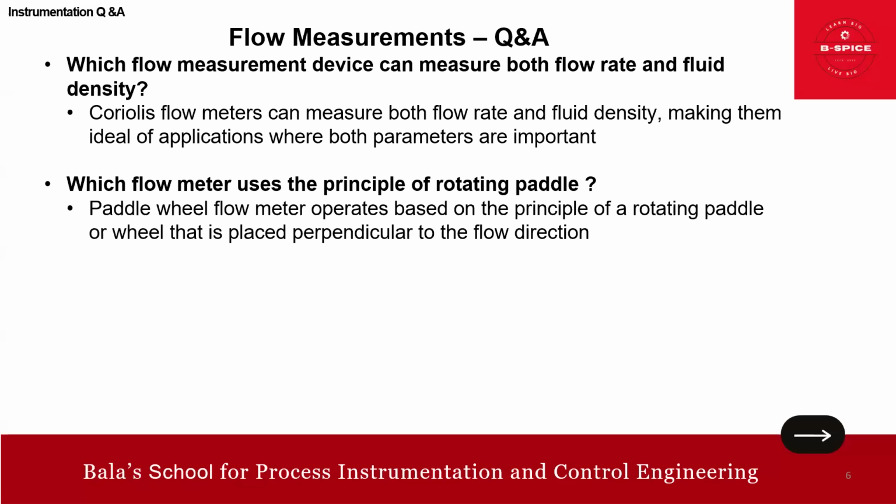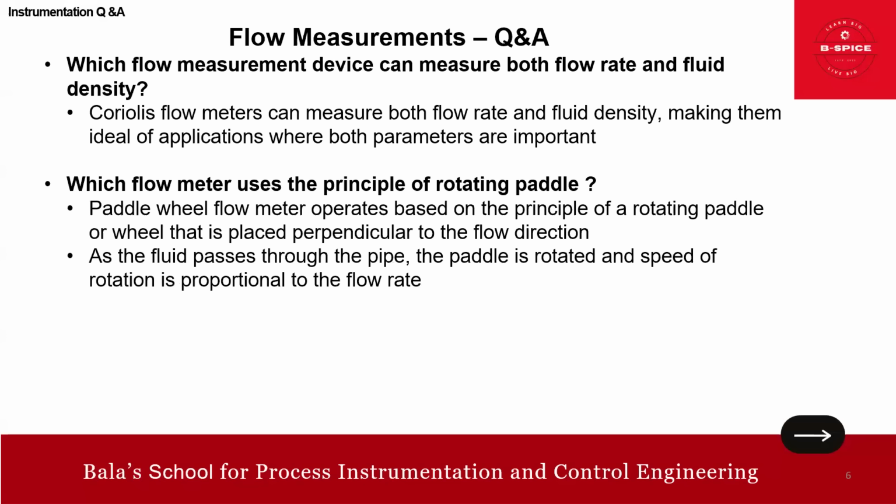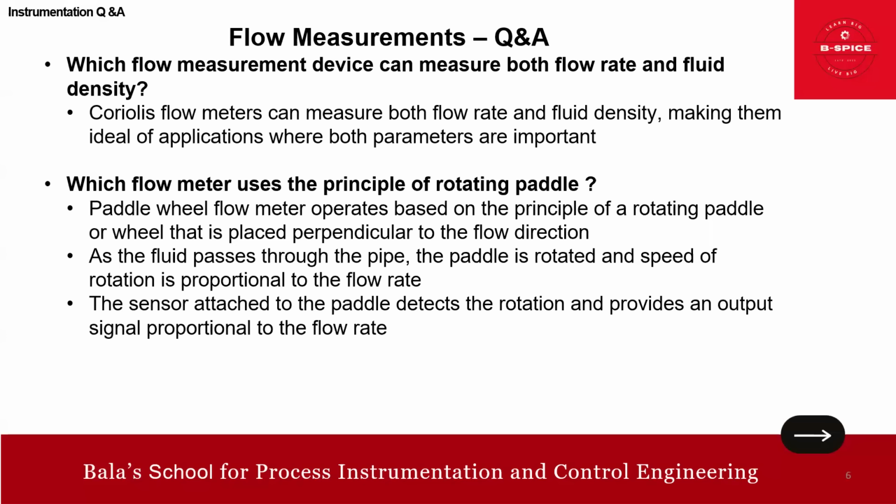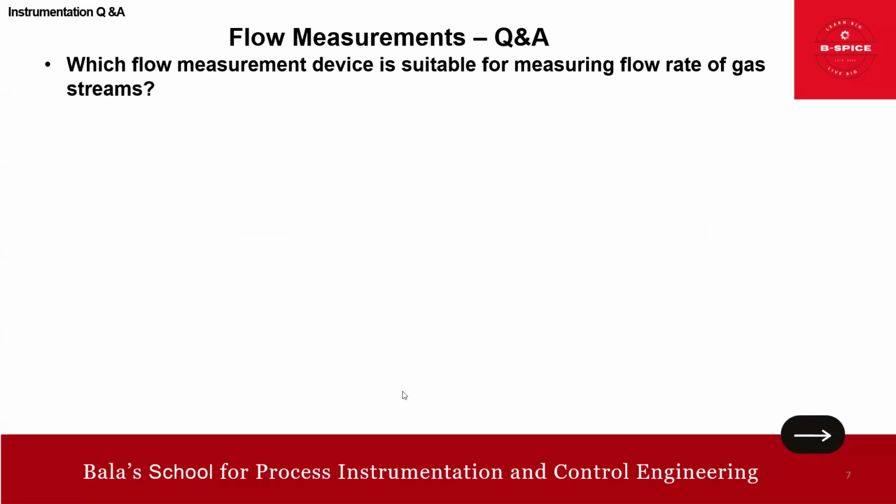So this is very simple. The paddle wheel flow meter operates based on the principle of a rotating paddle or wheel that is placed perpendicular to the fluid direction. So as the fluid passes through the pipe, the paddle is rotated and the speed of rotation is proportional to the flow rate, similar to what we have seen in the turbine. Yes. So the sensor attached to the paddle detects the rotation and provides an output signal proportional to the flow rate. That's it. Now, a few more.